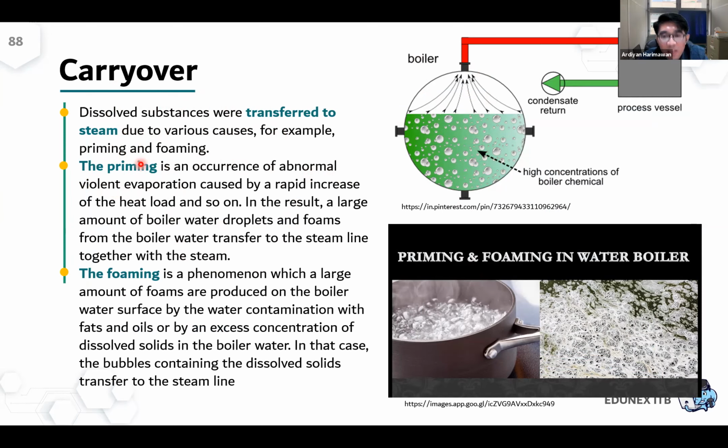At that time, the heat supplied by the furnace is not constant. Sometimes it's very, very high, so it can cause the rapid increase of the heat load. It will form water droplets and foams, and it will transfer together with the steam. The water droplets will bring the unwanted dissolved solid.